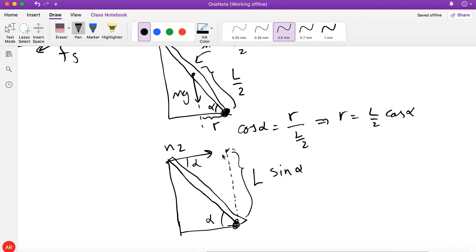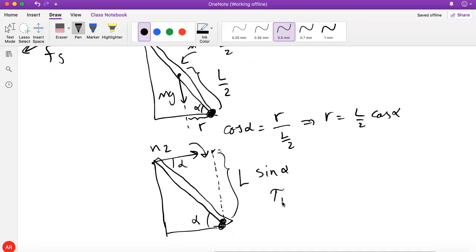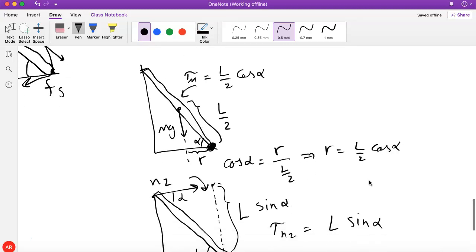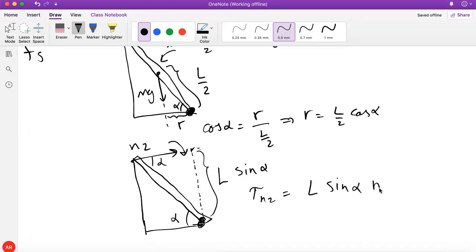So I find the torque, and let's see what direction it wants to rotate around that pivot point. It wants to rotate the object this way, right? Clockwise. So this is clockwise, that's counterclockwise. That's good, their sum can be 0. So tau N2 becomes L sine alpha times, sorry, here tau mg was L over 2 cosine alpha, that's the distance, times, of course, mg. And this is times N2.